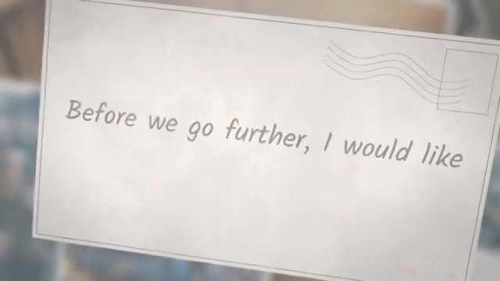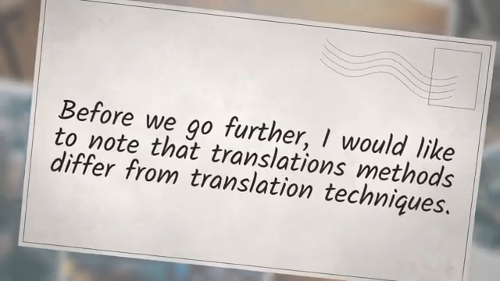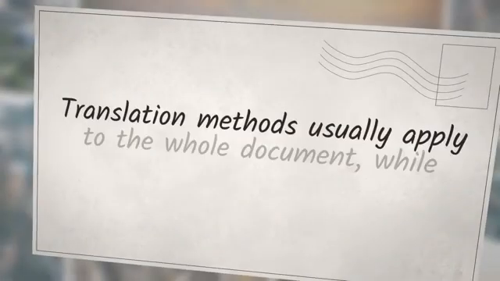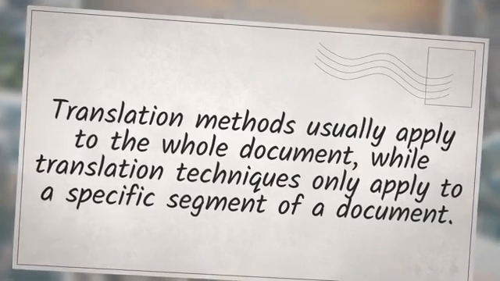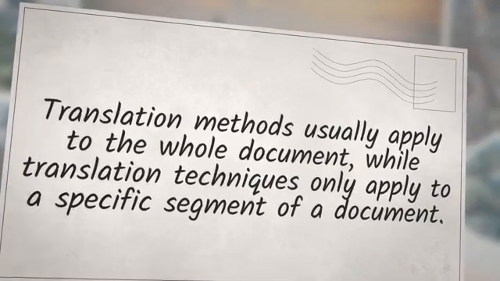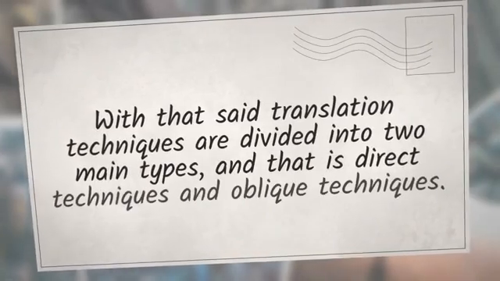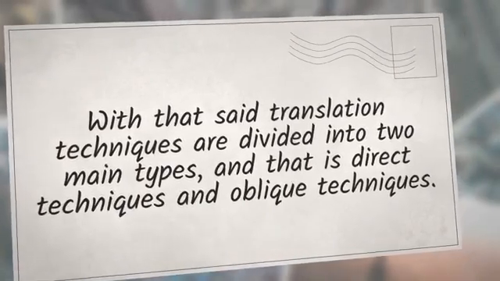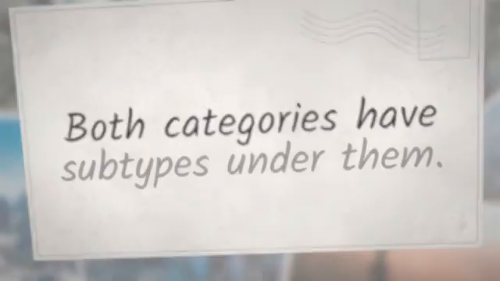Before we go further, I would like to note that translation methods differ from translation techniques. Translation methods usually apply to the whole document, while translation techniques only apply to a specific segment of a document. With that said, translation techniques are divided into two main types, and that is direct techniques and oblique techniques. Both categories have subtypes under them.